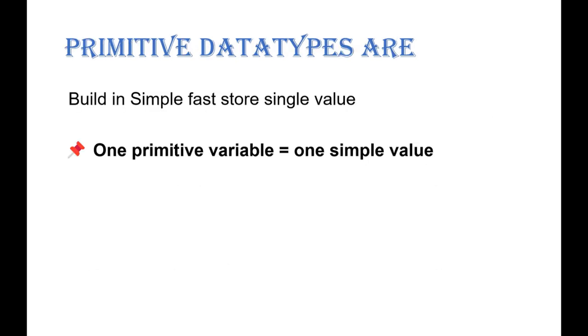So let us summarize what exactly primitive data types are. They are built-in data types which are very simple, fast and store single values. And one of the most important things is that a single variable can store a simple or single value. So I hope that you understand the concept of primitive data types. In the next chapter we will learn what exactly reference data types are.